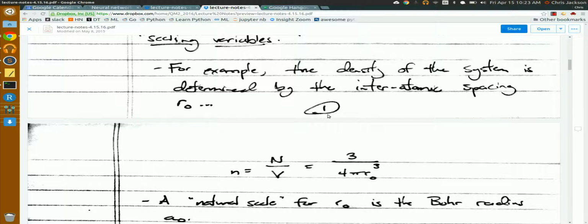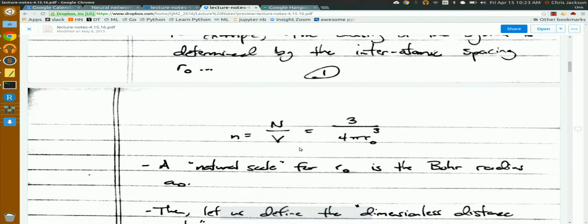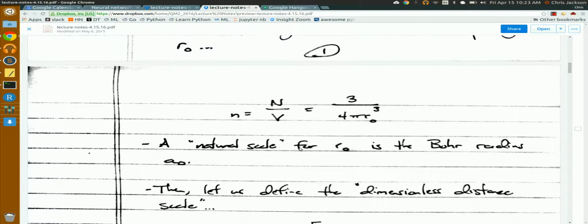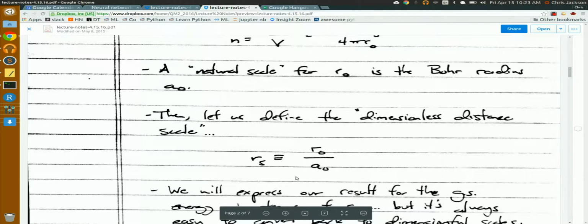But what's this R naught quantity? Well, it turns out that a natural scale, if we're just dealing with normal atoms, would be the Bohr radius. The Bohr radius comes out of the calculation for the hydrogen atom, but it's a good order of magnitude type of parameter to use. So we want to rescale this quantity R naught and rewrite it in terms of A naught. We're going to define what's called a dimensionless distance scale.